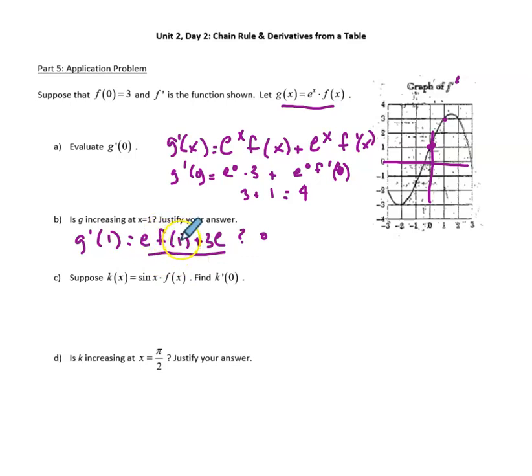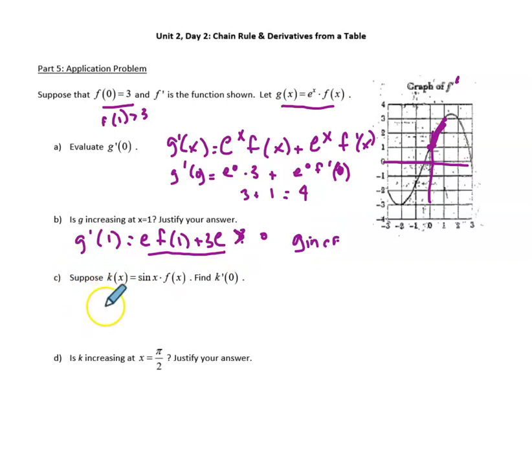Well, we don't know the exact value of f of 1, but we do know that f prime is positive on the entire interval from 0 to 1. That means that f must be increasing. And since f of 0 was 3, that means f of 1 must be greater than 3. Let me repeat that. If f prime is positive, then f must be increasing from 0 to 1, and therefore f of 1 is greater than f of 0. If f of 1 is greater than 3, that means I have at least 3e plus 3e, which means this value is greater than 0, and therefore g is increasing.